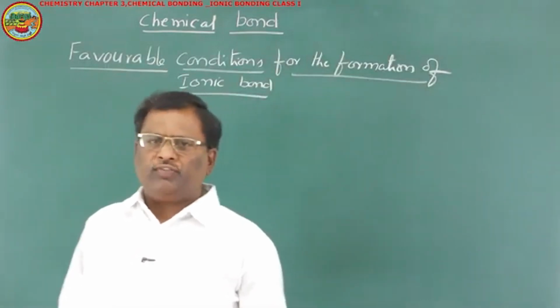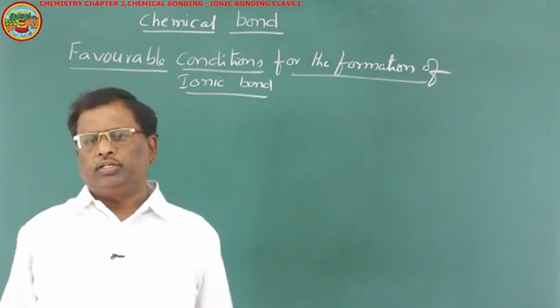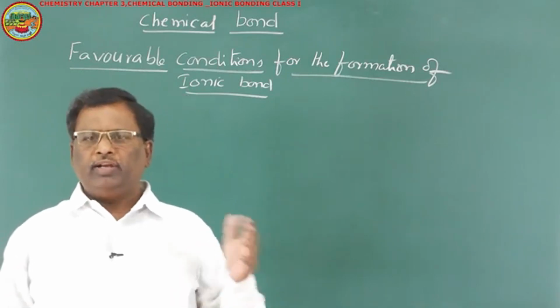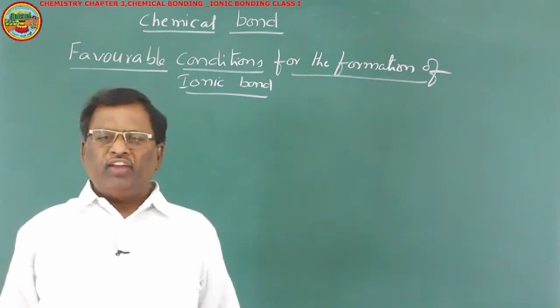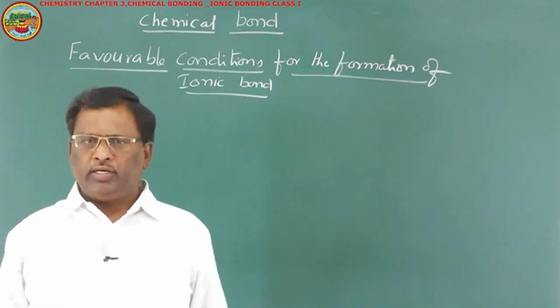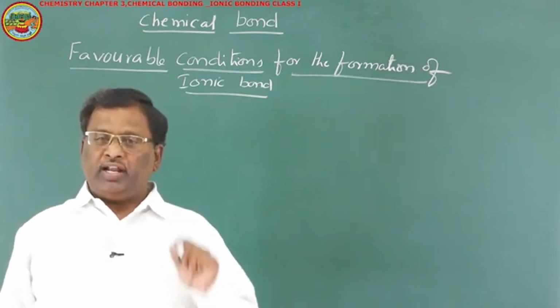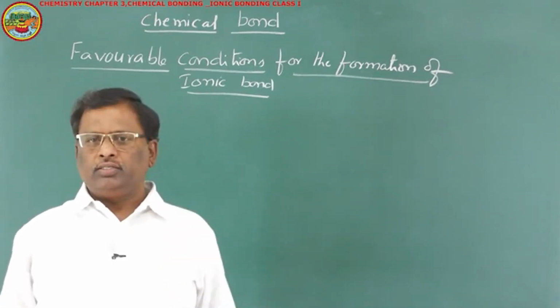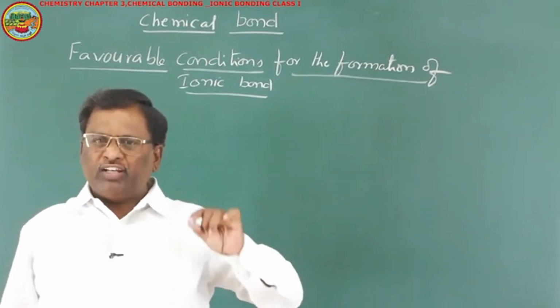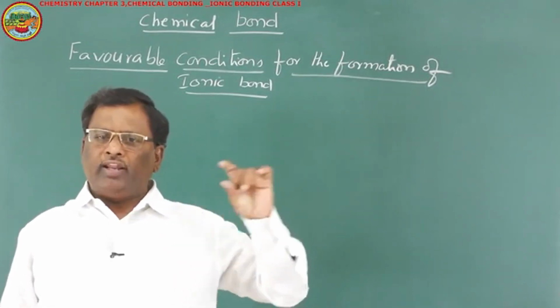Conditions for the formation of ionic bond. Just now we observed the formation of ionic bond between sodium and chlorine. What are the conditions favorable for the formation of ionic bond? The fundamental and most important condition is the electronegativity difference between the two bonded atoms to form an ionic bond.